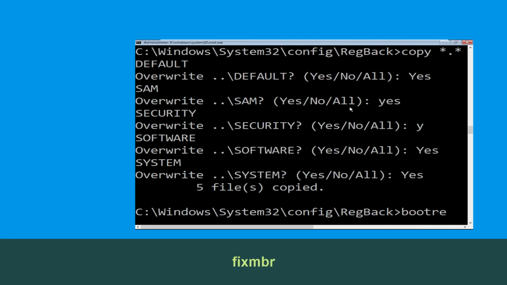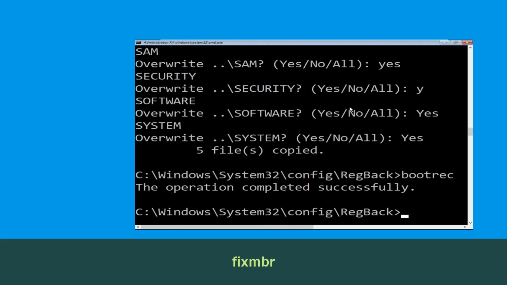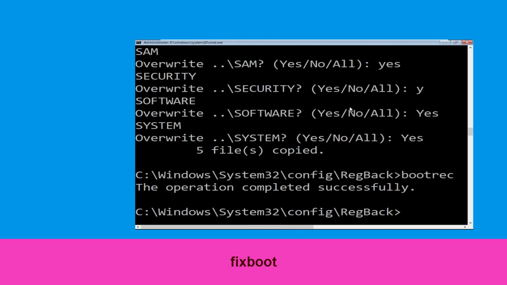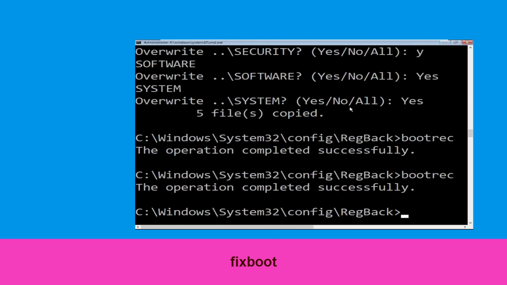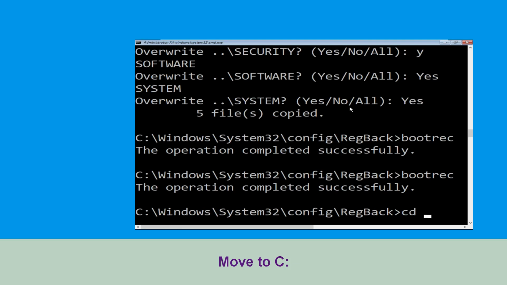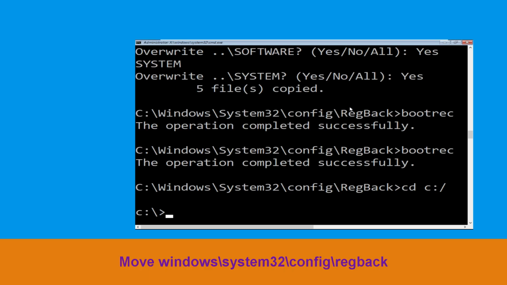Now type bootrec /fixmbr and hit enter to execute the command. Now type bootrec /fixboot and hit enter to execute. Type cd c:\ and hit enter. Now type cd Windows\system32\config\regback and hit enter to execute.